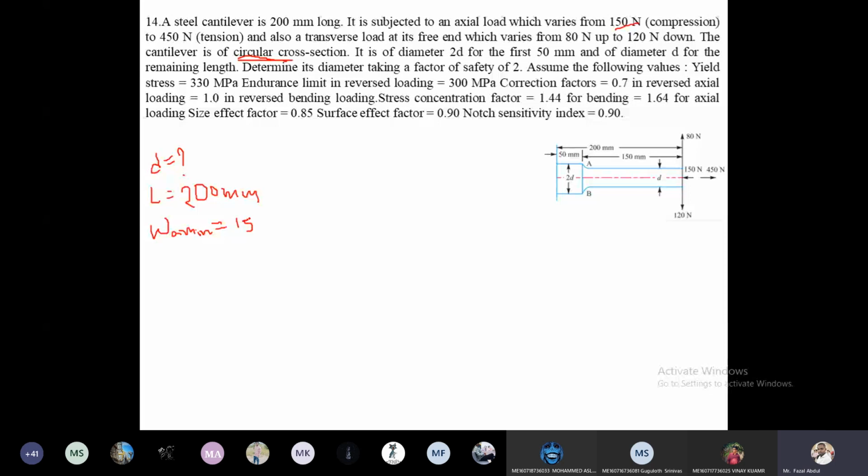And it is subjected to, sorry, not torque, but bending loading, a transverse load: upwards 50 and downwards 120. So here for bending, I am writing W_B minimum as 80 newtons, and W_B maximum as 120 newtons.